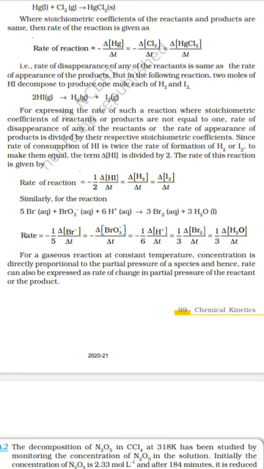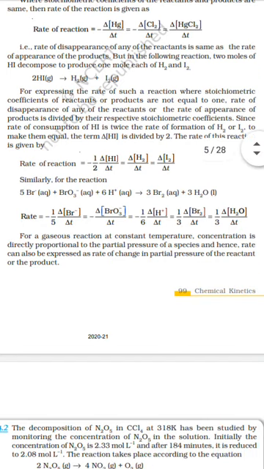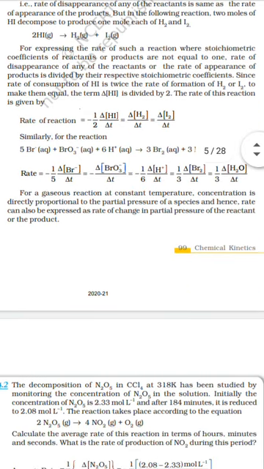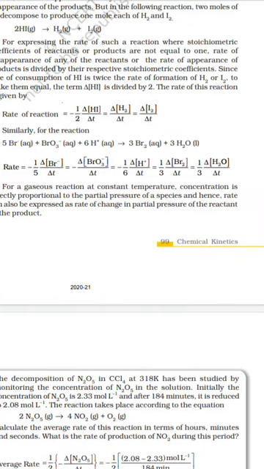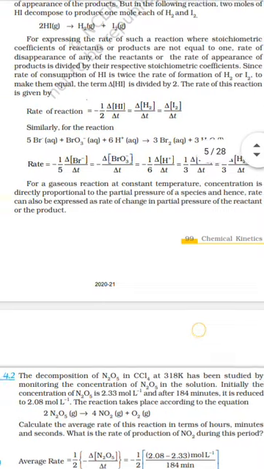Similarly, for the reaction 5Br⁻ plus BrO3⁻ (aqueous) plus 6H⁺ in aqueous solution to form 3Br2 (aqueous) plus 3H2O (liquid), the rate equals negative 1 by 5 delta [Br⁻] divided by delta t equals negative delta [BrO3⁻] by delta t equals negative 1 by 6 delta [H⁺] by delta t equals 1 by 3 delta [Br2] by delta t equals 1 by 3 delta [H2O] by delta t.